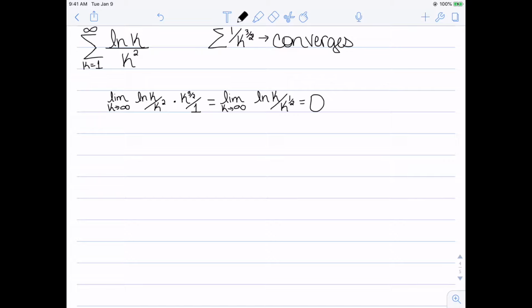Which, once again, I encourage you to use L'Hopital's rule and double check, but you should get that this limit is equal to 0. So once again, our limit comparison test said if the limit's 0, which it is, and the comparison series converges, which it does, then the original series also converges.